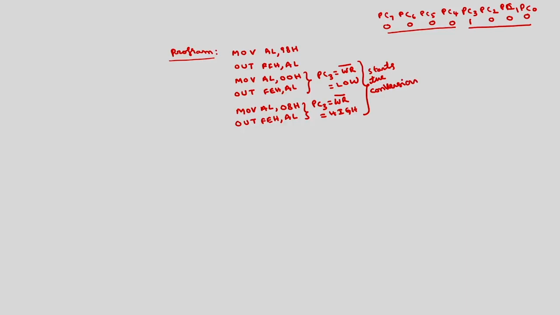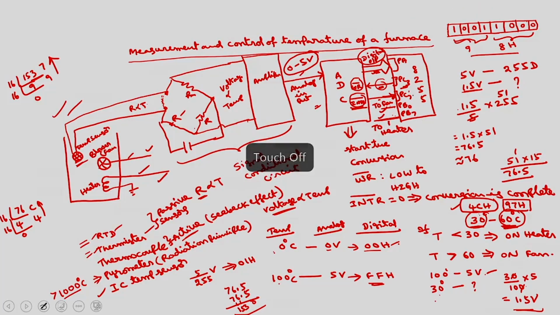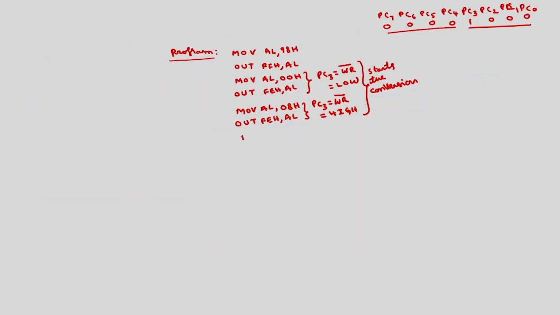Then you have to check for the end of conversion, because the microprocessor is a faster device and the A to D converter will take some time to convert. So once the conversion is over, INTR bar becomes 0. INTR bar is connected to PC7. So you have to input from port C: IN AL, port C address FEH. Then PC7 is the MSB bit, so you have to check whether this is 0 or 1.